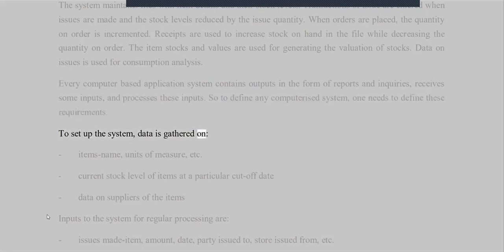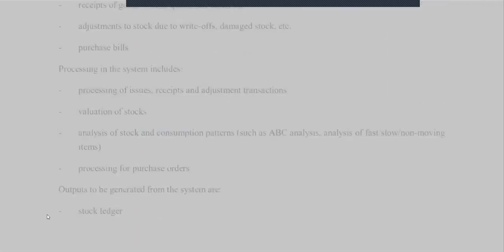Data is gathered on items: name, units of measure, etc. Current stock level of items at a particular cut-off date and data on suppliers of the items are inputs to the system. Inputs for regular processing are issues made: item, amount, date, party issued to, store issued from, etc. Receipts of goods: item, quantities, dates, etc. Adjustments to stock due to write-offs, damaged stock, etc.